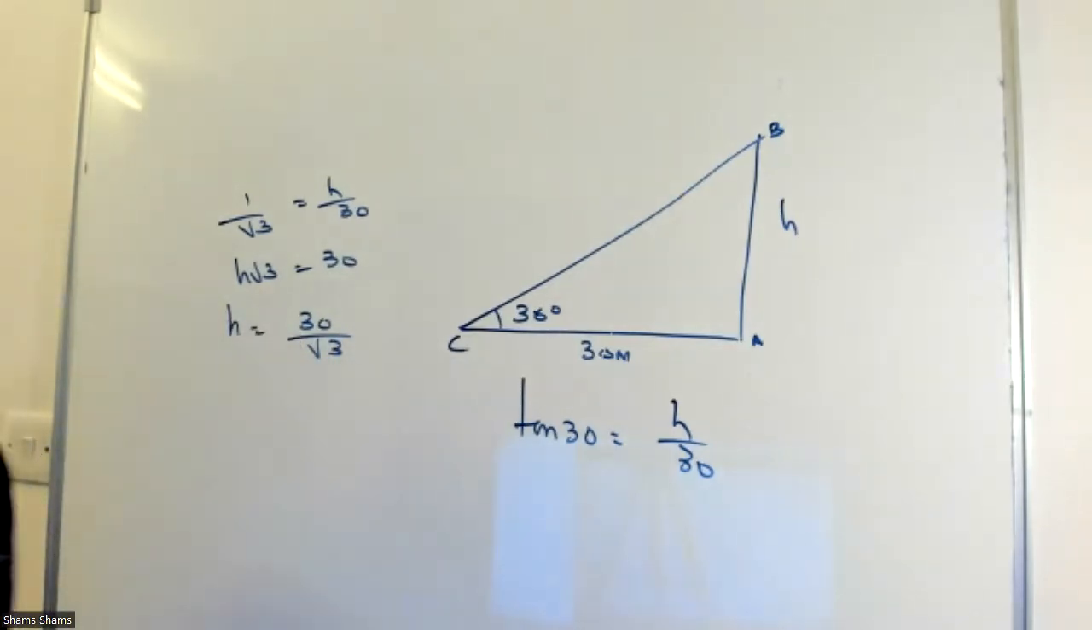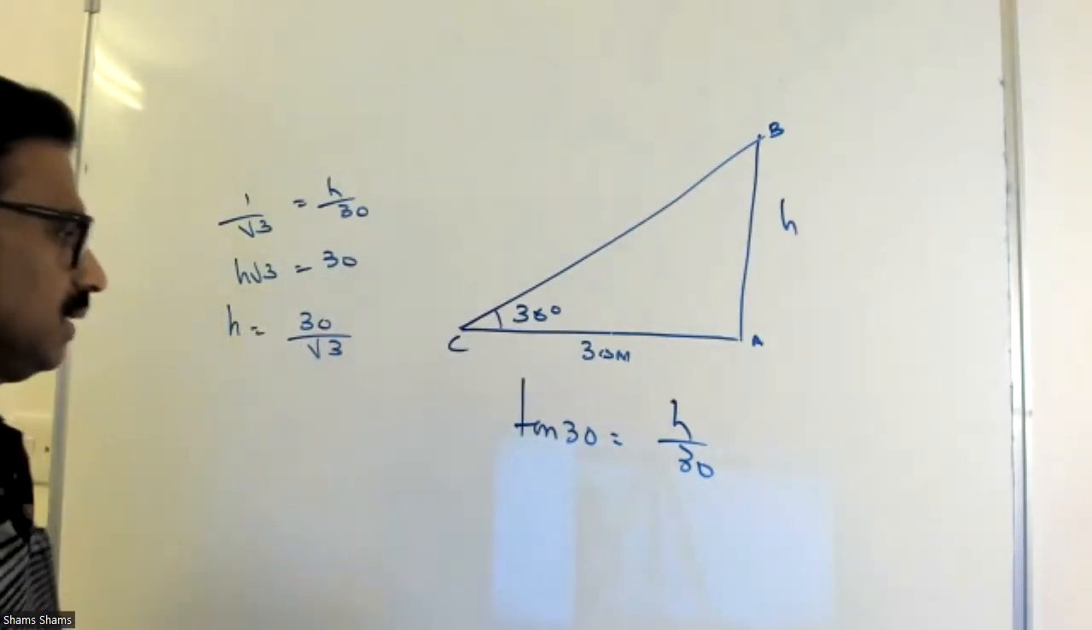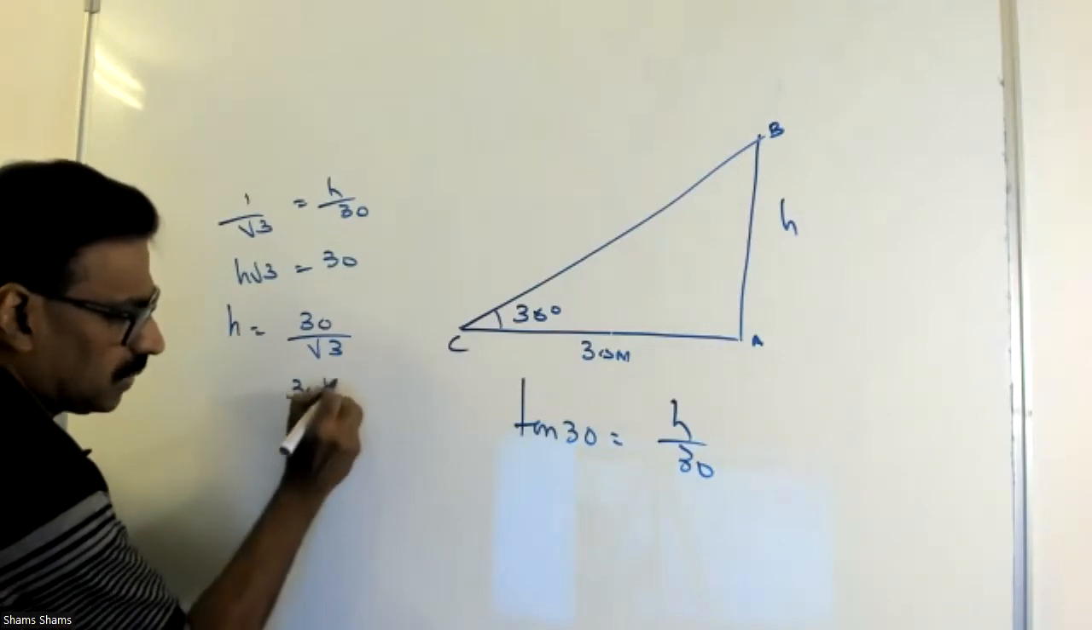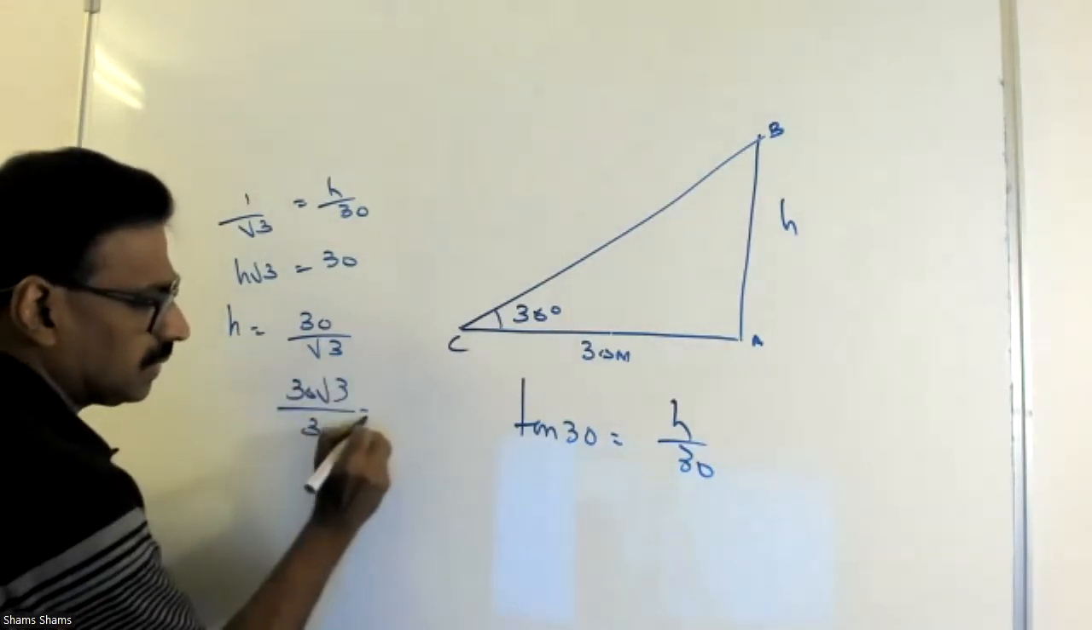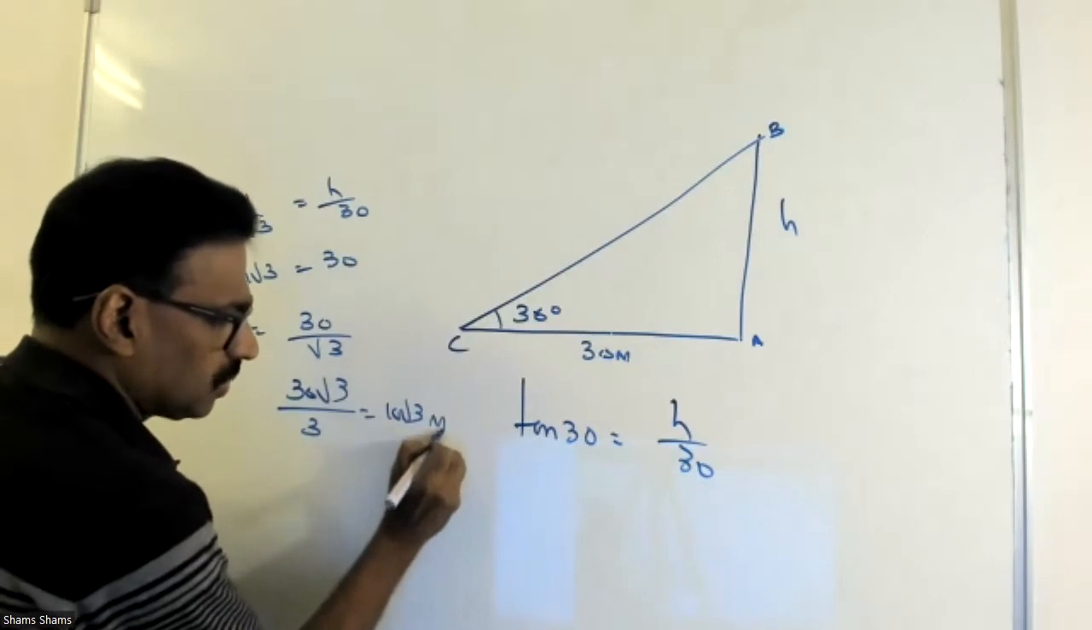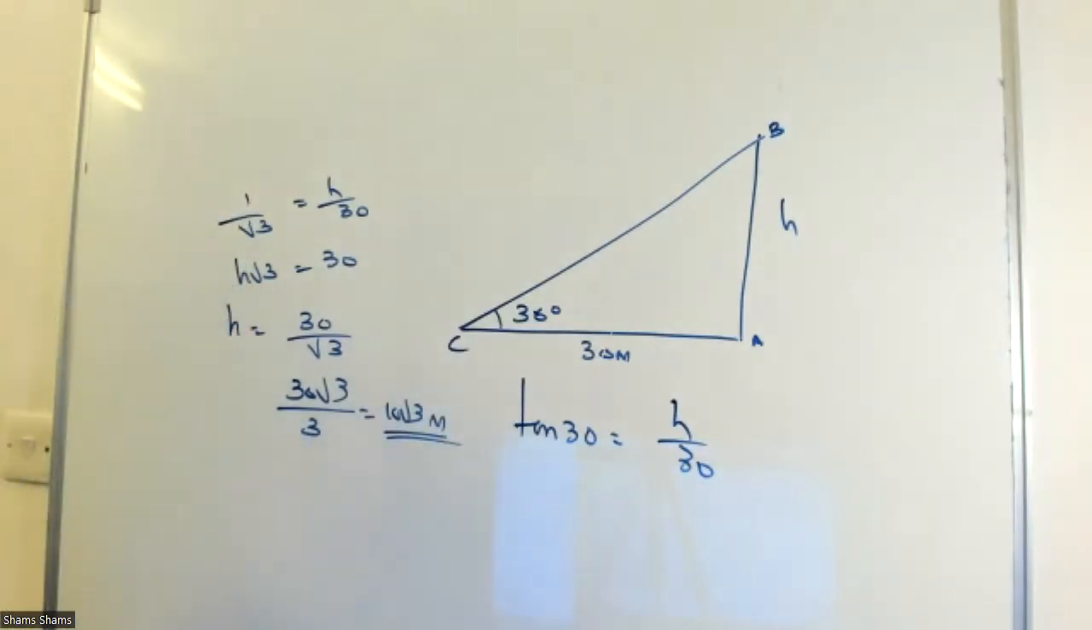Okay, so we cannot keep the answer like this. We have to rationalize it. So 30 root 3 divided by 3, that is 10 root 3. 10 root 3 meter. Okay, 10 root 3 meter.